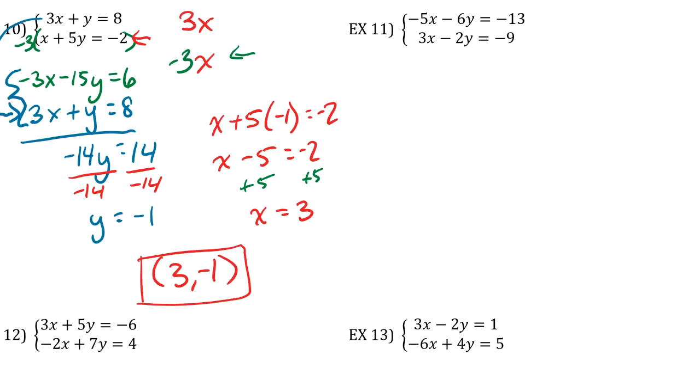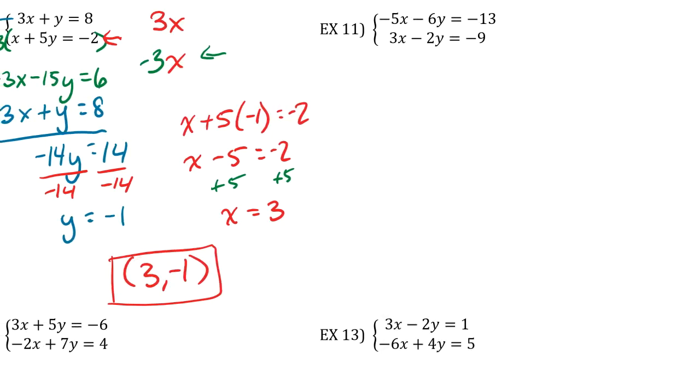All right, let's try number 11 now. All right, so we don't have any opposite variables again. So we got to pick which variable we're going to try to eliminate. Right? Now in this case, there definitely is an easier variable to do. Because if we look at the negative 5x and 3x, is there anything I can easily multiply 3 by to turn it into a 5? No, it would be a nasty fraction.